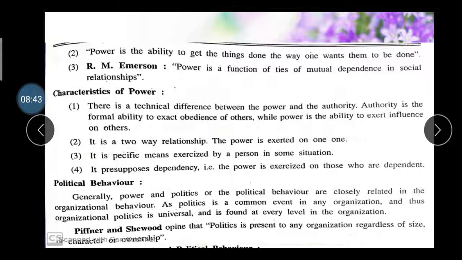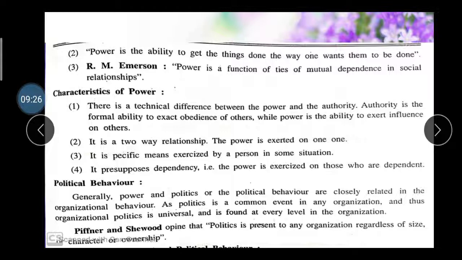Various writers have given definitions of power and politics. One is given by Emerson: power is influence, a function that ties mutual dependence to social relationships. Then, what are the characteristics of power? First, there is a technical difference between power and authority. Authority is the formal ability to exact obedience from others, while power is the ability to exert influence on others. So there is a minor difference between authority and power.